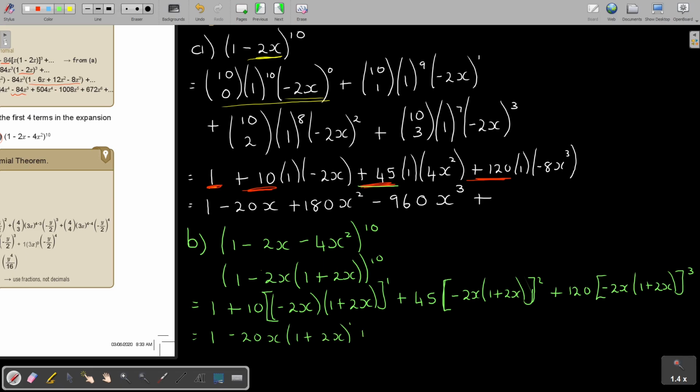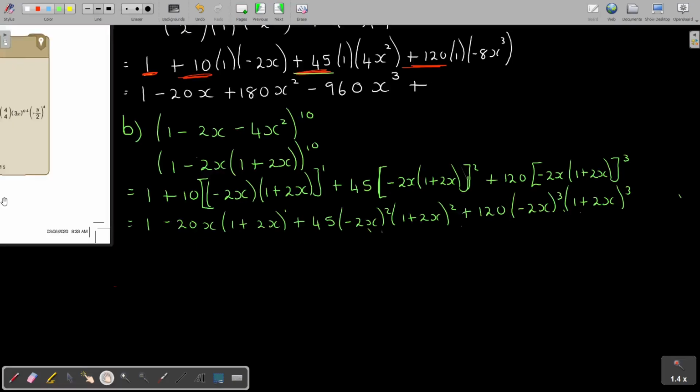Okay, now be careful. Before you bring in, it's 45, this is going to be negative 2x squared and 1 plus 2x squared. And then this is going to be 120, and this is going to be negative 2x 3 and 1 plus 2x 3. Okay, now let's multiply this out. So what do you get? 1 minus, I can multiply this out, so it's 20x minus 40x squared.